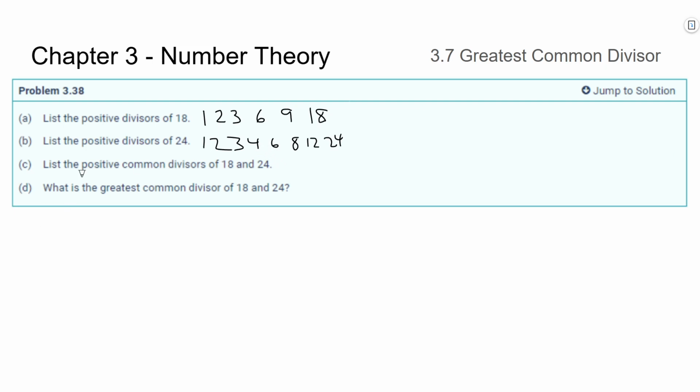Okay, so list the positive common divisors. All right, so we have 1. We have 2. 3. Not 4, but we have 6. Let's see, what else we have? Not 9, not 18, so I think that's all of them. 1, 2, 3, and 6. All right. So D, what is the greatest common divisor? Well, the largest one of those is going to be 6.